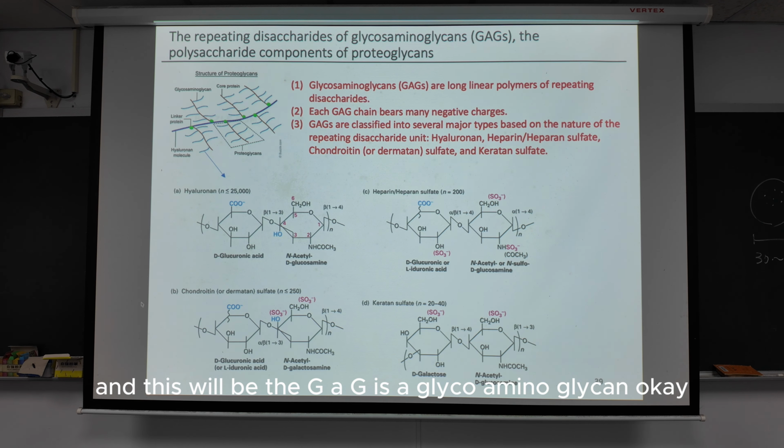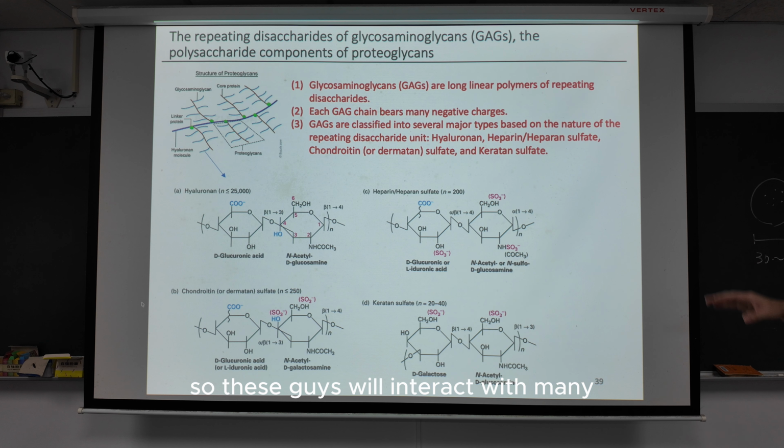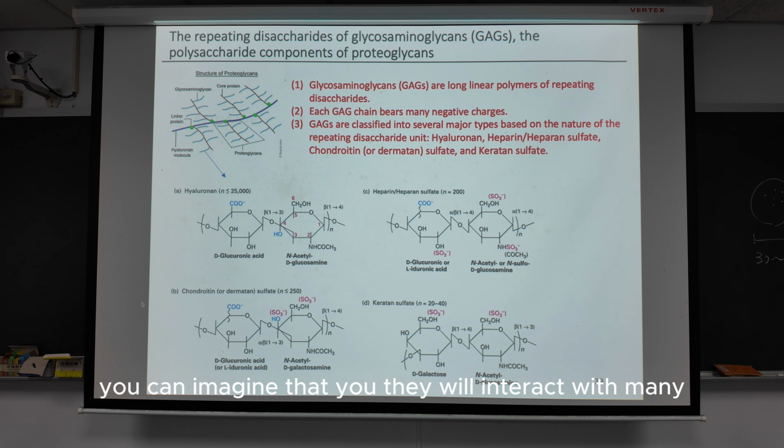And this will be the GAG, glycosaminoglycan. Okay, GAGs are long linear polymers of repeating disaccharides. A disaccharide is two sugars. The major types of disaccharide are hyaluronic acid, heparan sulfate, chondroitin sulfate, and keratan sulfate. They are all two sugars and contain many negative charges. So these guys will interact with many waters. You can imagine that they will interact with many waters.